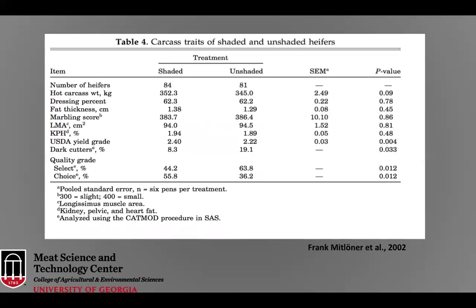Also looking at carcass, because again, I am actually part of meat science. You can see in the bottom left, I wanted to look at least at a portion of the meat science, that we do see improvements in quality grade, as in there was a higher amount of choice and lower amounts of select in those that were shaded versus those that were unshaded.